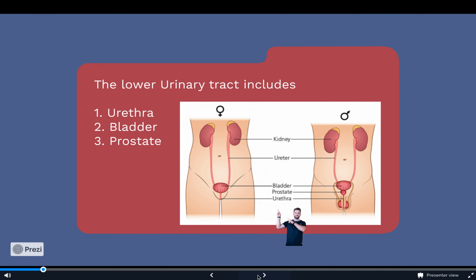Generally, UTIs can be classified as lower UTIs or upper UTIs. In a lower UTI, if the bacteria is maintained in the urethra, bladder, or in mid-prostate, it is referred to as a lower urinary tract infection.